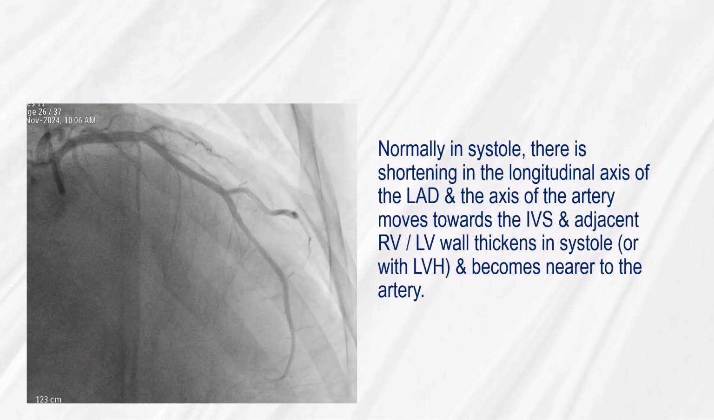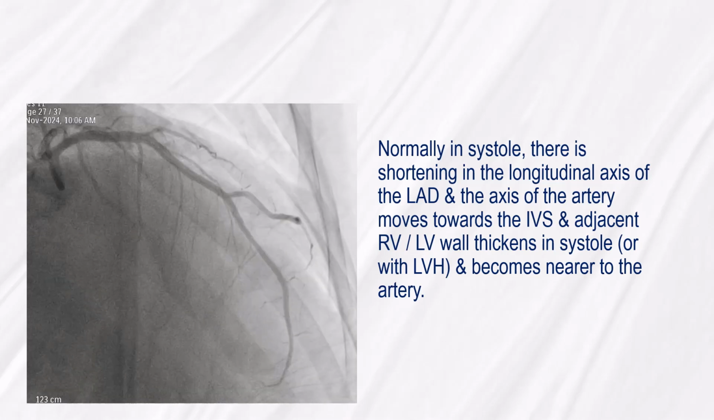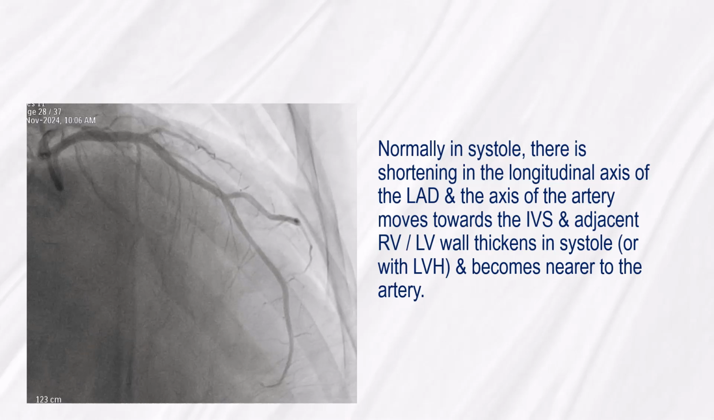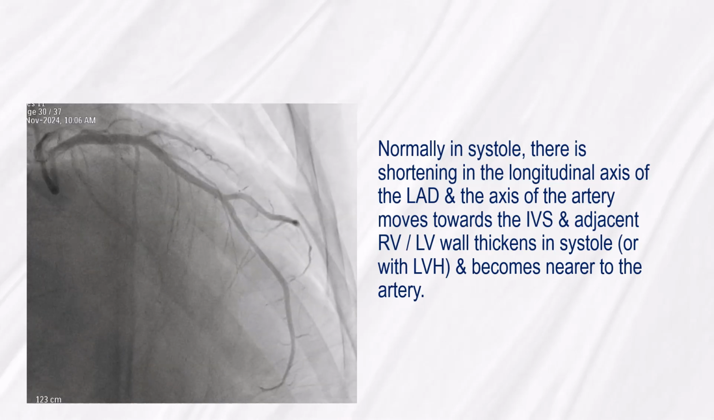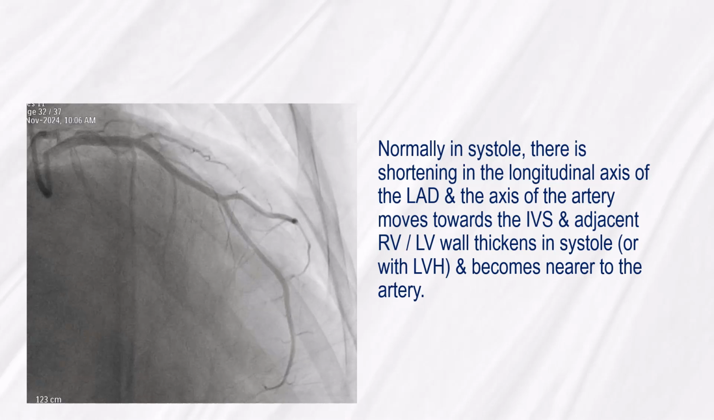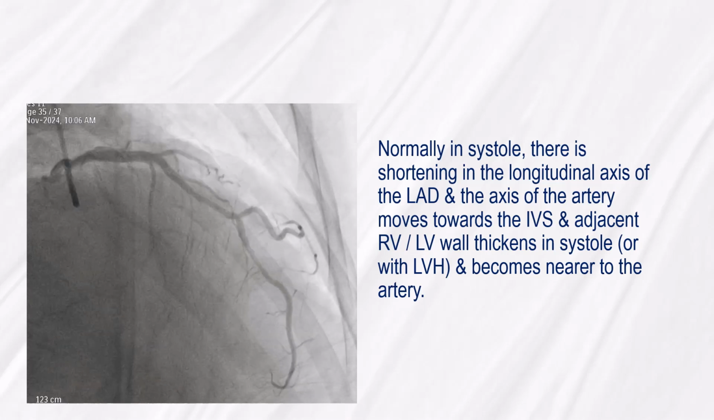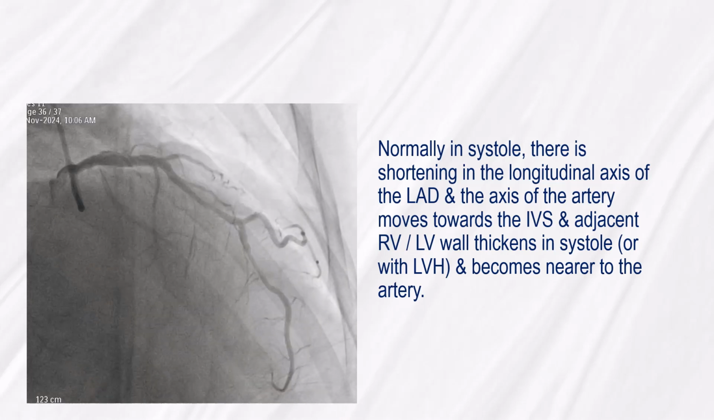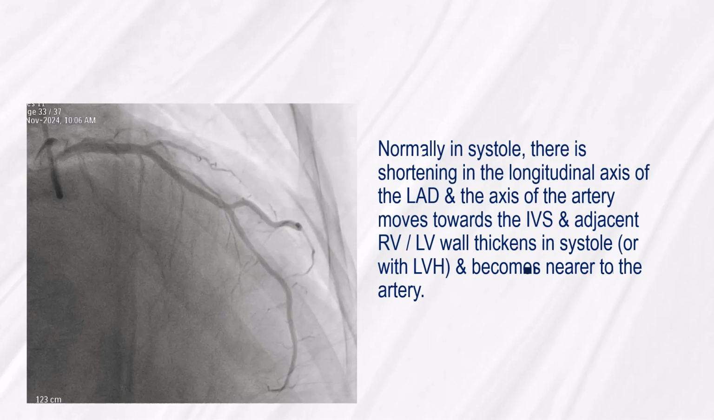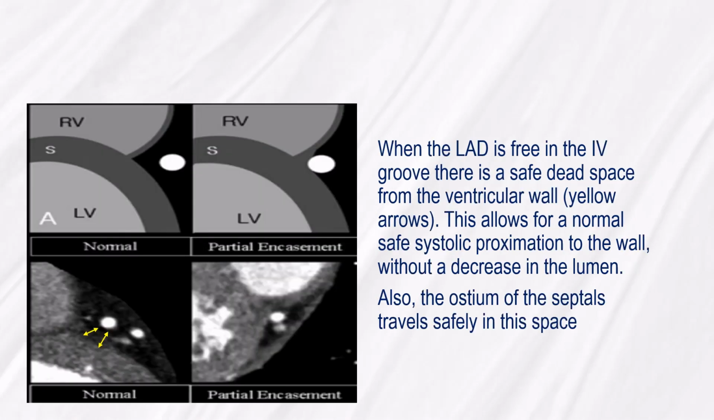Normally in systole, there is shortening in the longitudinal axis of the LAD, and the axis of the artery moves towards the septum, and the adjacent RV-LV wall thickens in systole, or with left ventricular hypertrophy, and becomes nearer to the artery. When the LAD is free in the groove, there is a safe dead space from the ventricular wall, yellow arrows. This allows for a normal, safe systolic approximation to the wall without a decrease in the lumen.